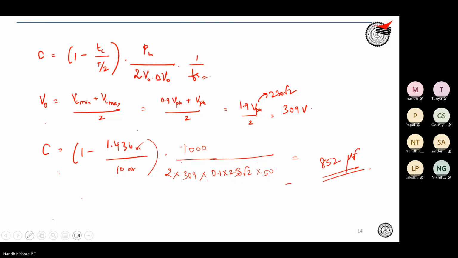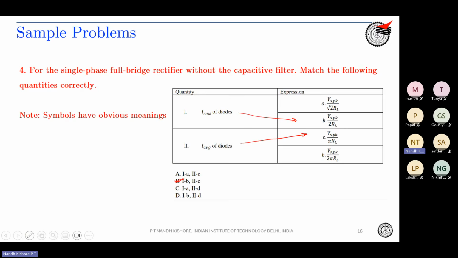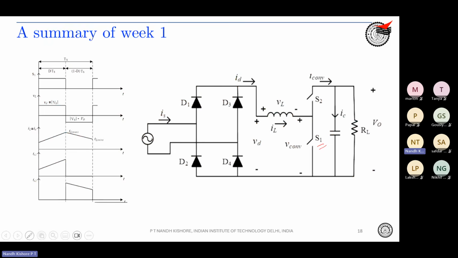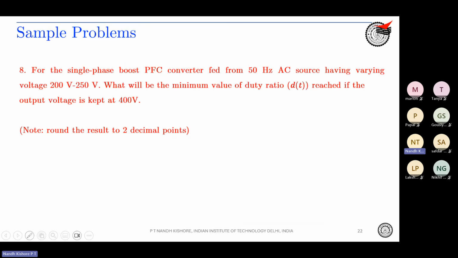So we have seen one question on boost PFC, one question on capacitor filter, and we have seen these theoretical problems as well. One more numerical problem is question number 8. That is for the single phase boost PFC converter fed from a 50 Hz AC source, having a varying voltage from 200 to 250 volts. What will be the minimum value of duty ratio reached if the output voltage is kept at 400 volts?